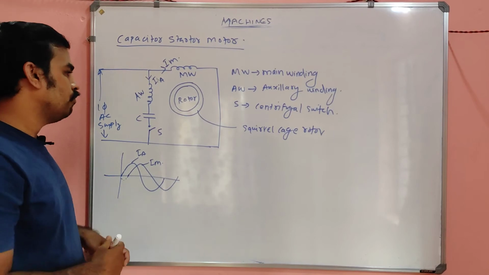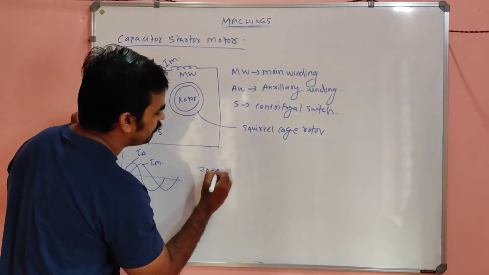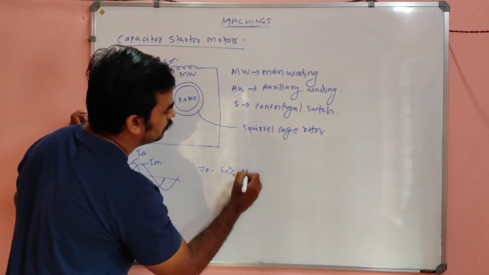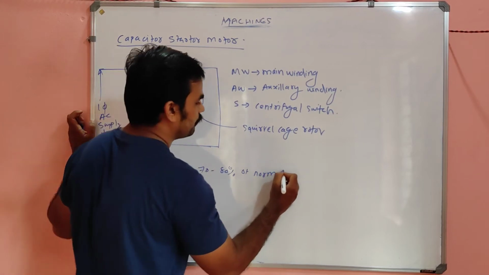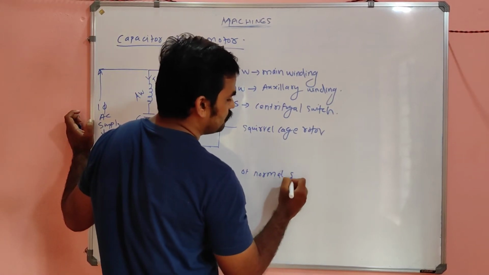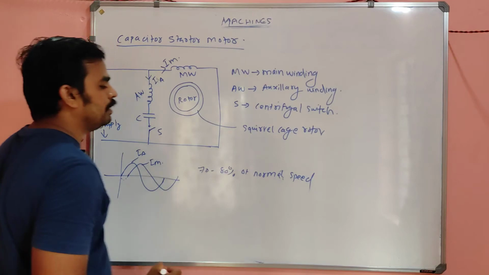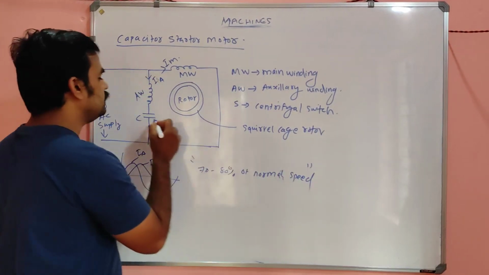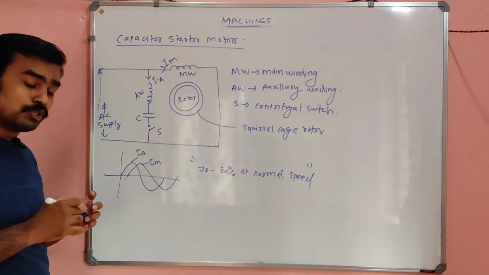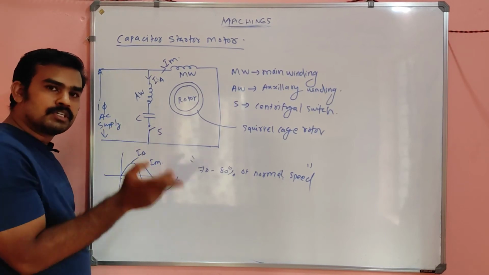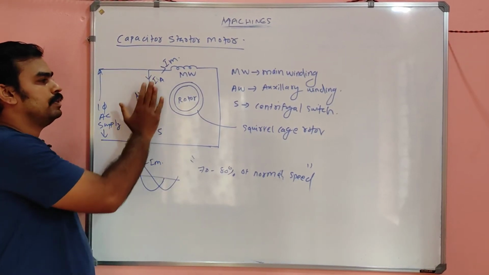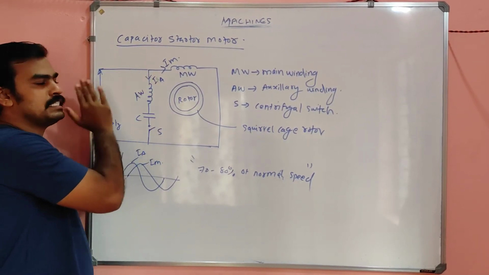And what happens when the motor reaches 70 to 80% of normal speed or rated speed? The centrifugal switch is opened, and what happens? This auxiliary winding is detached from the supply.